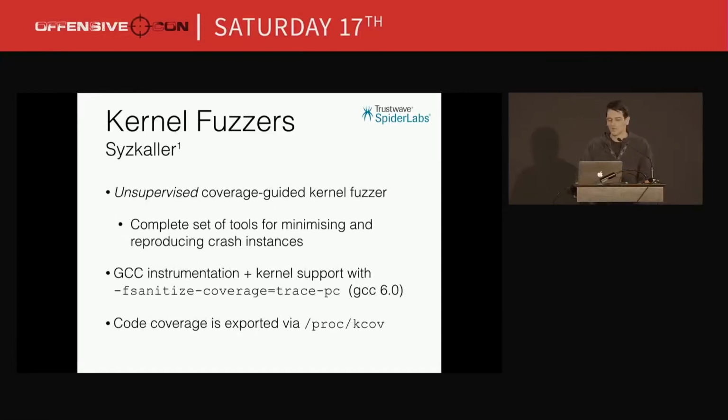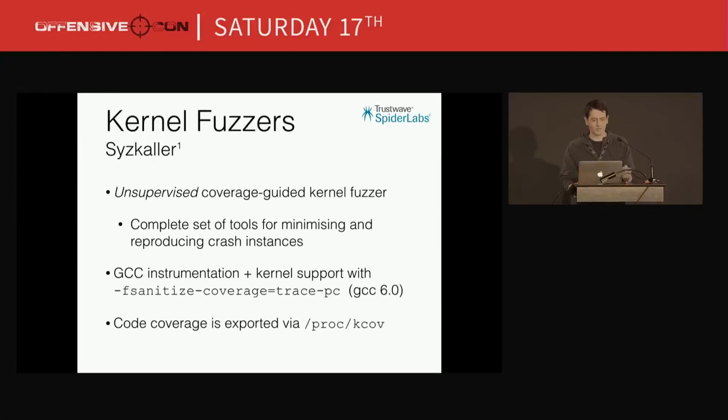I think syzkaller is one of the most practical kernel fuzzers today, and I think the key word here is unsupervised. There are many solutions, but it's not just a fuzzer for the kernel, it's a complete kernel fuzzing framework. It contains tools for minimizing and reproducing crashes automatically. It's very easy to use, and the idea is the same, right?